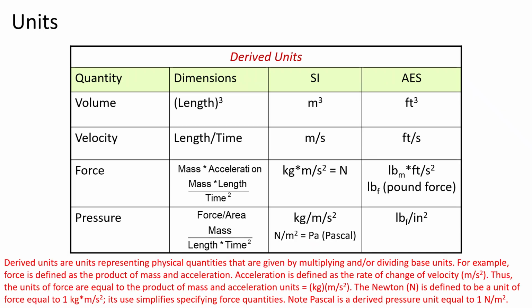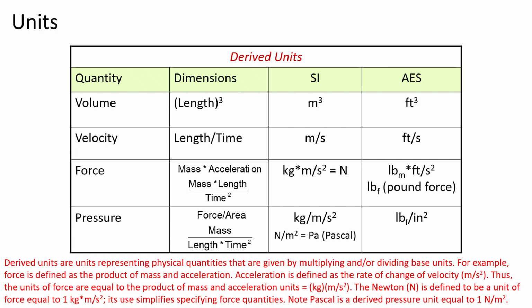Derived units are units representing physical quantities that are given by multiplying and/or dividing base units. For example, force is defined as a product of mass and acceleration. Acceleration is defined as the rate of change of velocity, units of meters per second squared. Thus, the units of force are equal to the product of mass and acceleration units. The units are kilograms, meters per second squared.